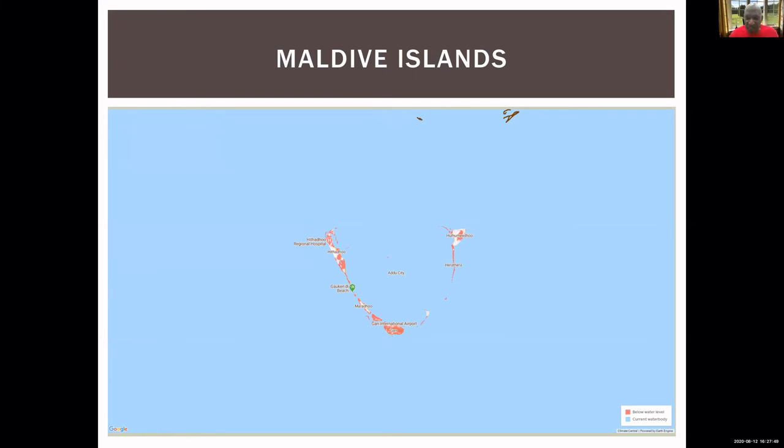Now, the Maldives, I was impressed by a few people who chose the Maldives because not very many people know about the Maldives. It's off India. These are a chain of islands off India. Beautiful, gorgeous place. And the highest point, listen to this, the highest point on the Maldives islands is 1.5 meters above sea level. And that's where the airport is. So if you have a very strong hurricane causing a surge, it could easily swallow up the islands.